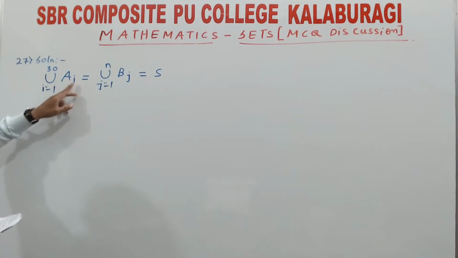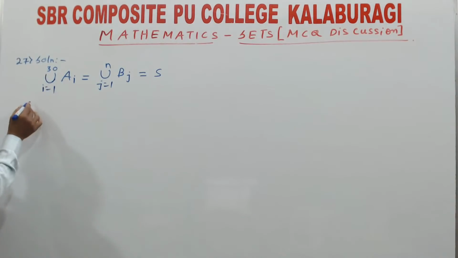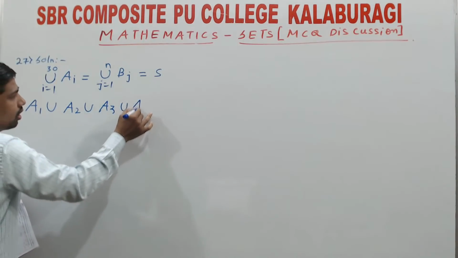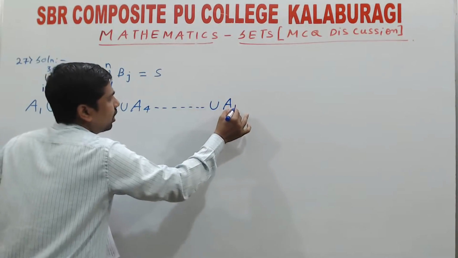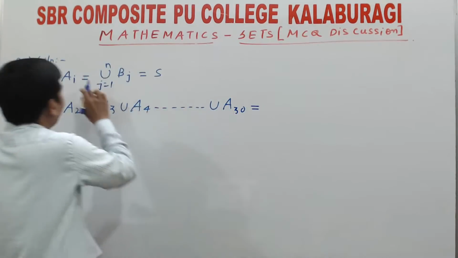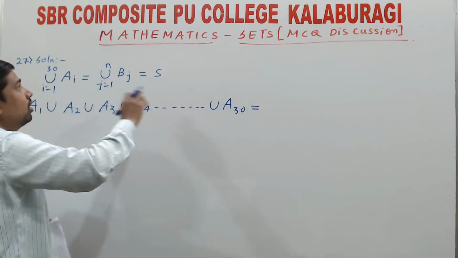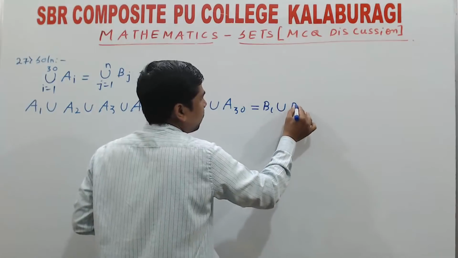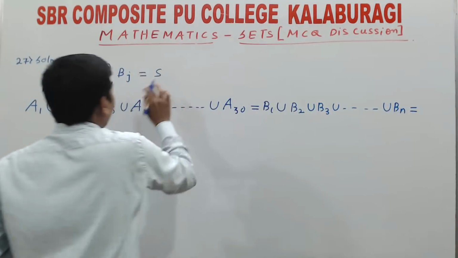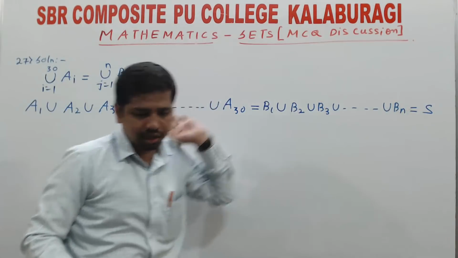So the union of Ai means i is equal to 1, union i is equal to 2, union i is equal to 3, up to so on, i is equal to 30. So A1 union A2 union A3 union A4 up to so on union A30. How many are there? 30 sets are there. 30 is equal to the union of j runs from 1 to n: B1 union B2 union B3 up to so on Bn, equal to S. So 30 sets are there here, and n number of sets are there, equal to S.